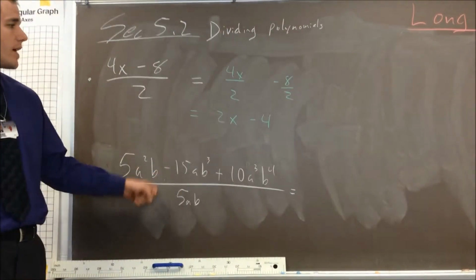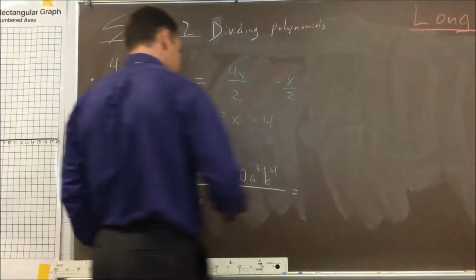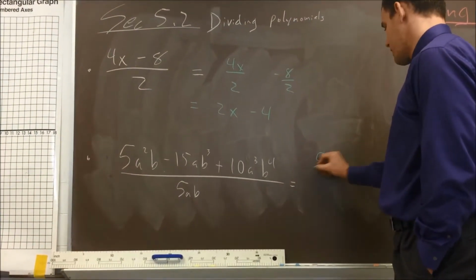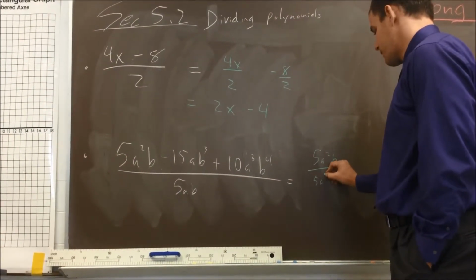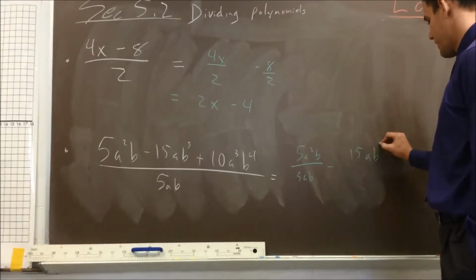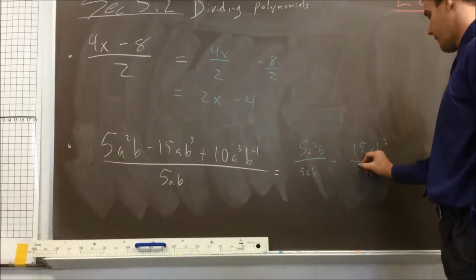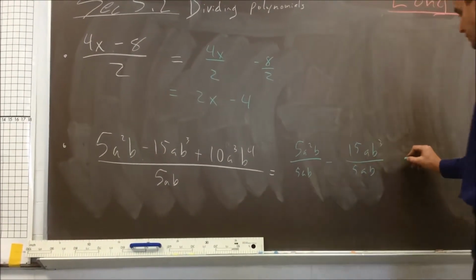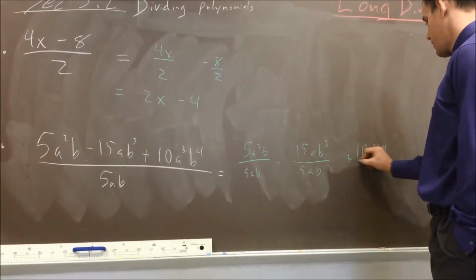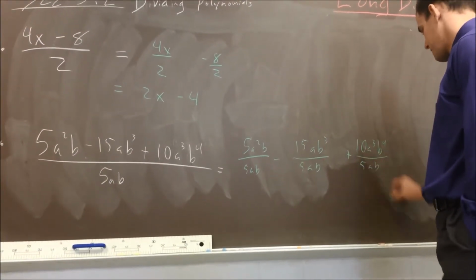Alright, so we're going to split this up, divide and conquer just like that one. 5a squared b all over 5ab, minus 15ab cubed all over 5ab, plus 10a cubed b to the 4th all over 5ab.